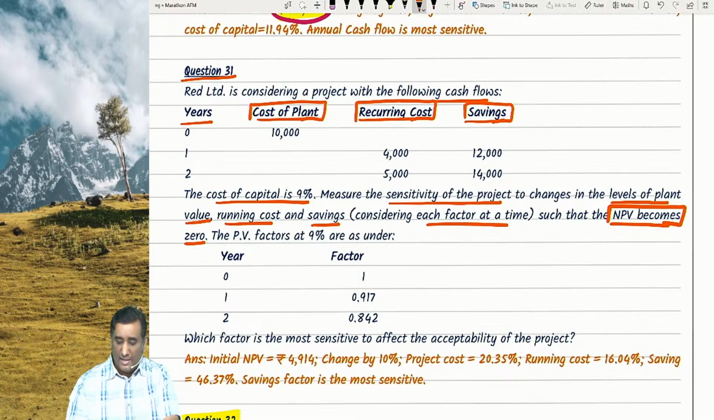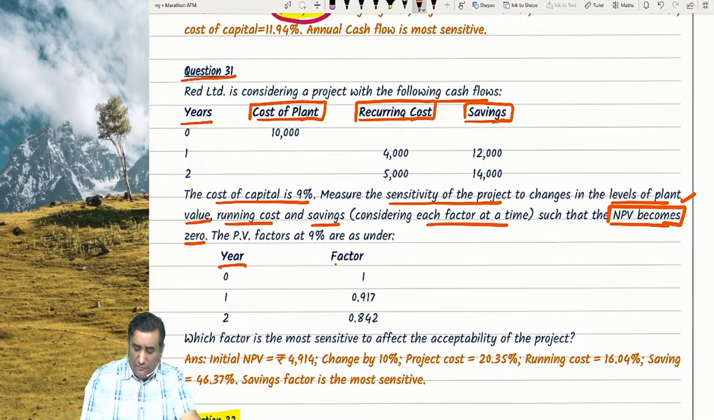But that does not apply if this word comes. If this word comes, what has to be done? I'll tell you. What does it mean, NPV becomes 0? So we'll redo this question once we have done the previous question. The previous question is only for practicing the previous way. This has to be done in a different way. Year given, factors given, more sensitive.